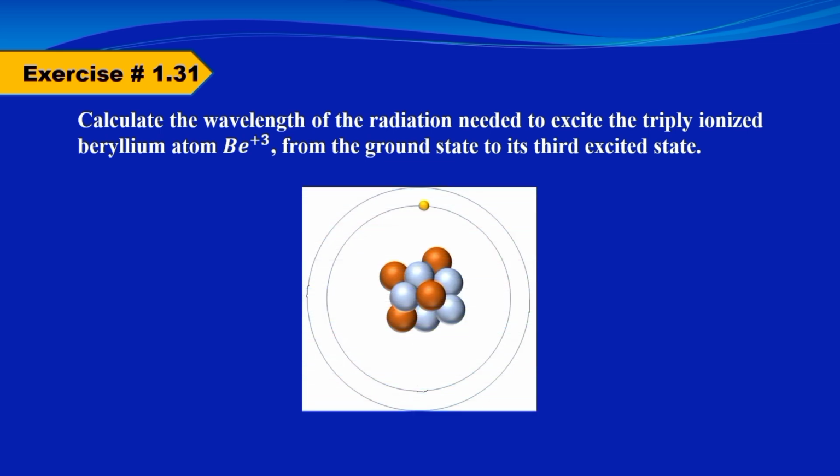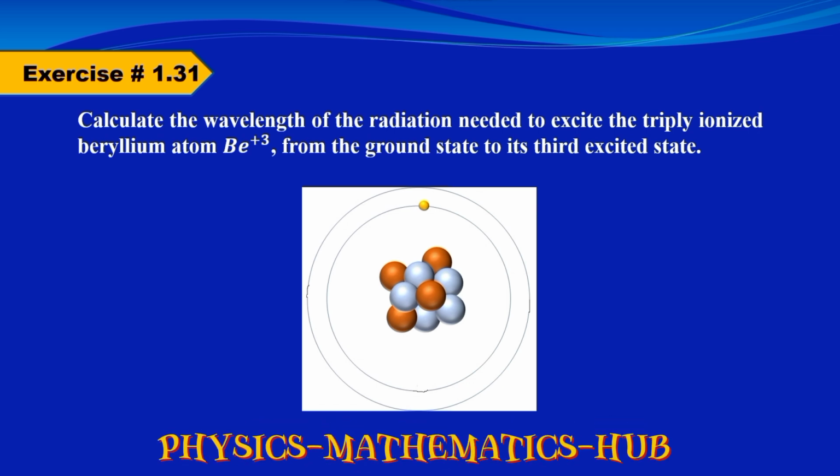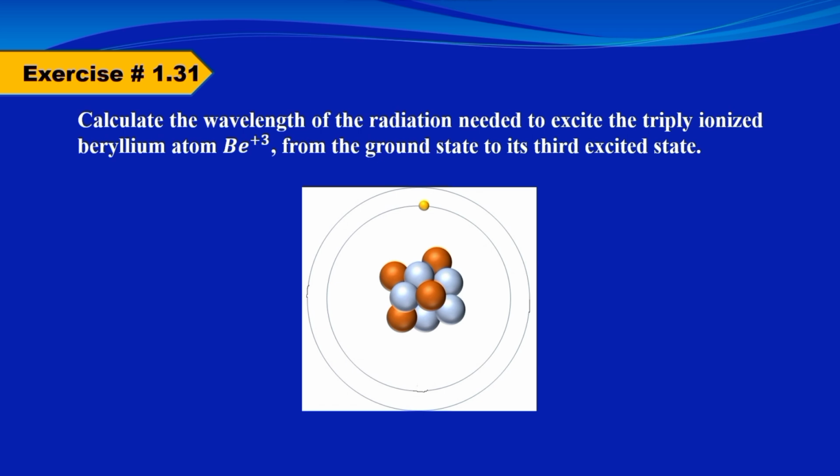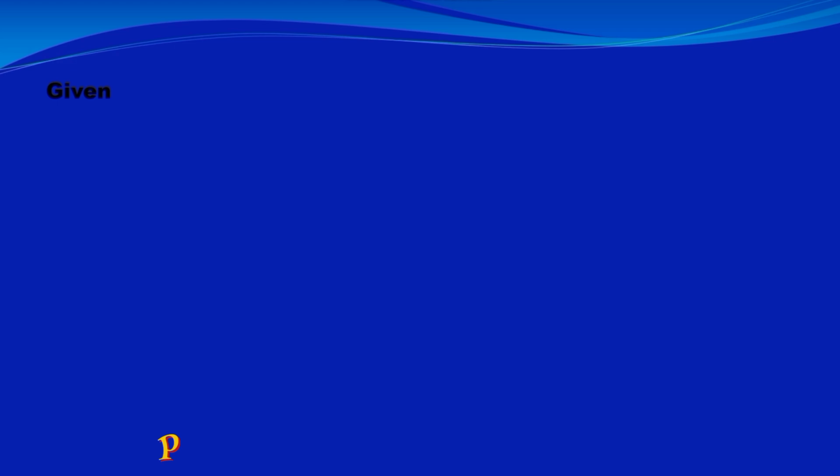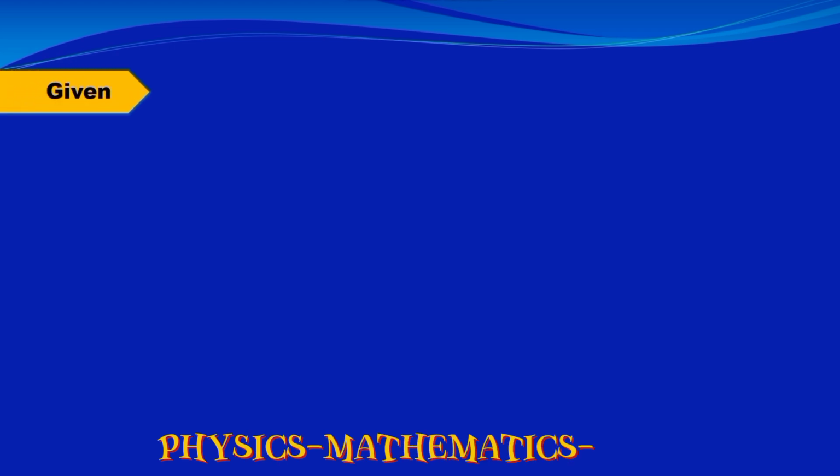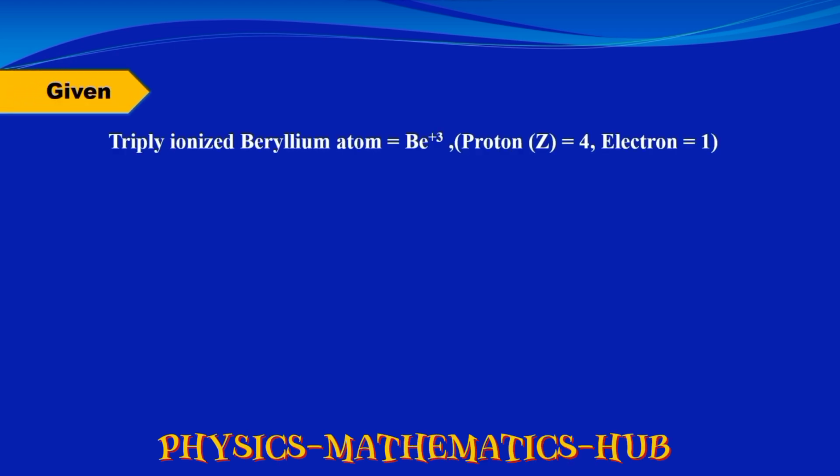Here, as we see, only one electron, just like hydrogen atom, is revolving around the nucleus of 4 protons and 5 neutrons. We call this atom a triply ionized beryllium atom. Now, first, let's break down the statement in the given and required data.